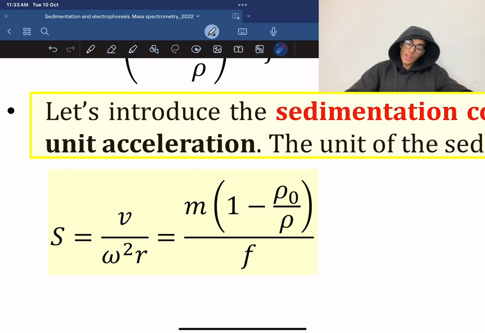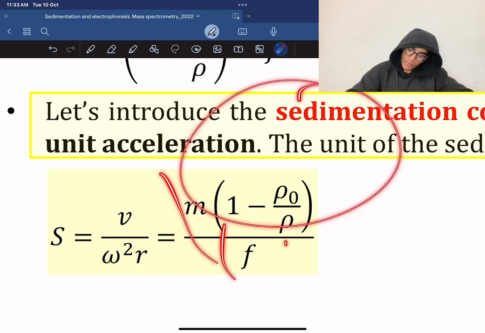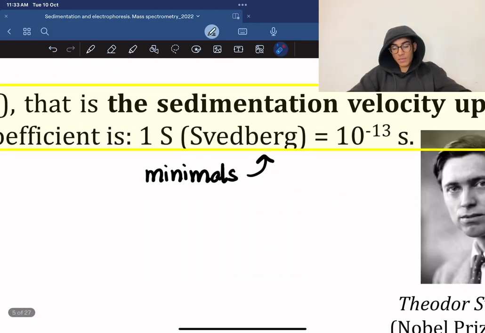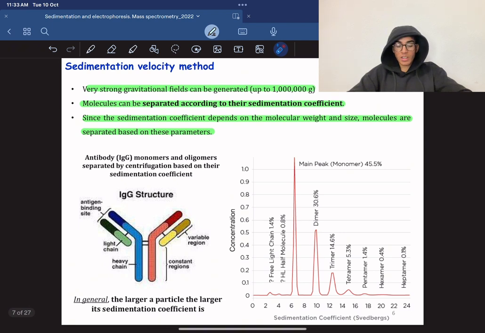Okay. And friction is dependent on the size. If it has a larger size, it's going to have more friction. Smaller size, less friction. Understand? So using the S, we can separate the particles based on their molecular weight and size. Okay?